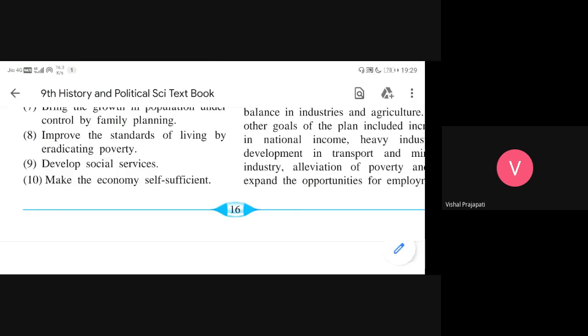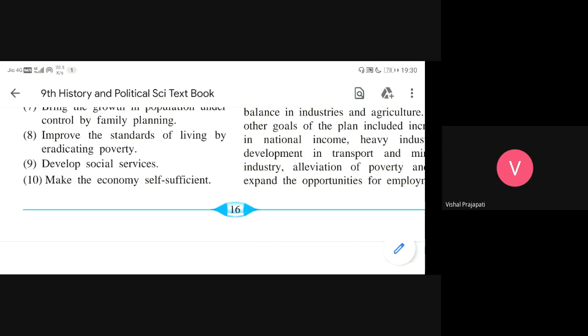Next one is make the economy self-sufficient. Make in India, Atmanirbhar Bharat, self-reliant India. So what does the 10th number mean? Atmanirbhar Bharat, self-sufficient, self-reliant. We have to make the things that we need in our country only, right? So we don't have to import too much for our country. So this is the goal of economic planning that our government is currently doing. Make in India, and the PLI scheme, production linked incentive scheme, is there.